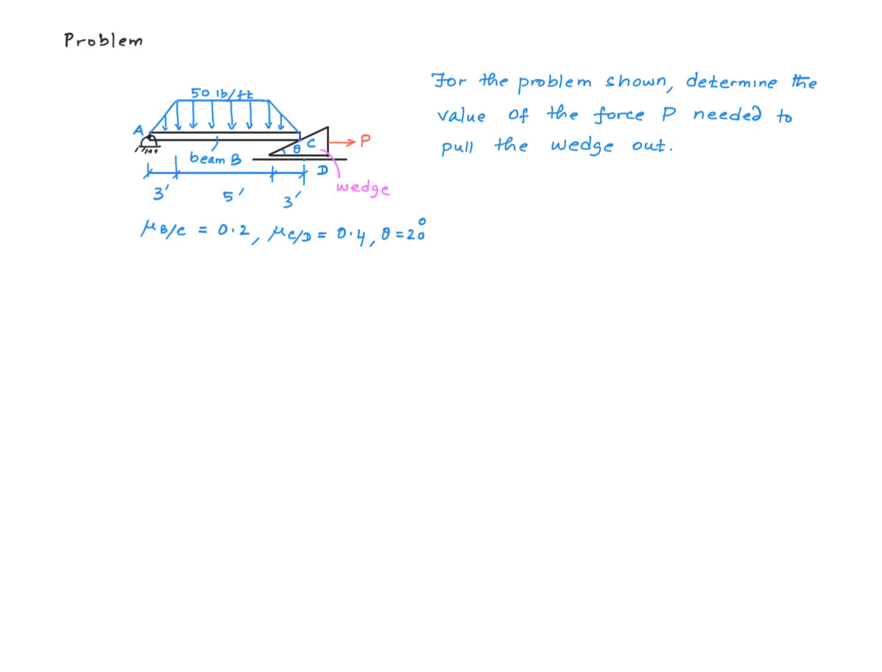at point C. The wedge has an inclined plane at point C and is sitting on a horizontal plane at point D. These contacts, that is the contact between the beam and the wedge and the horizontal plane, are frictional. The values of the coefficient of friction are given for these planes. The beam is subjected to a distributed load like shown in the picture. The question is to determine the value of the P needed to pull the wedge out.